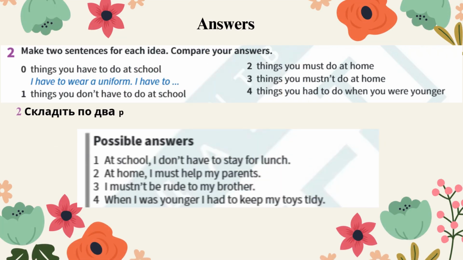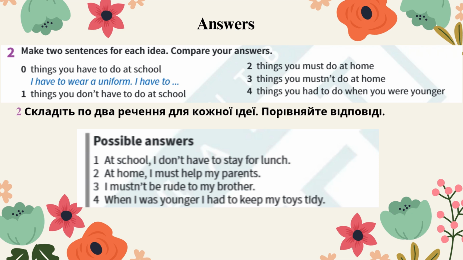Look at possible answers. Things you don't have to do at school: at school, I don't have to stay for lunch. Things you must do at home: at home, I must help my parents. Things you must not do at home: I must not be rude to my brother. Things you had to do when you were younger: when I was younger, I had to keep my toys tidy.